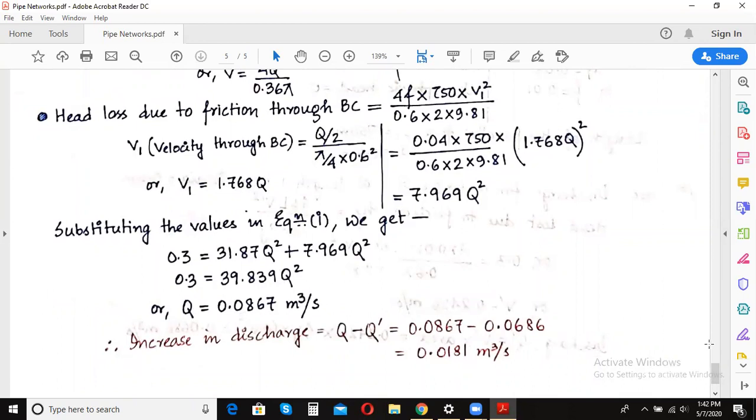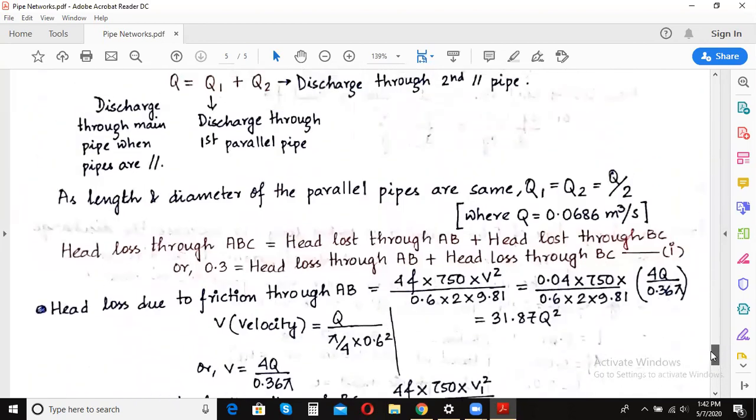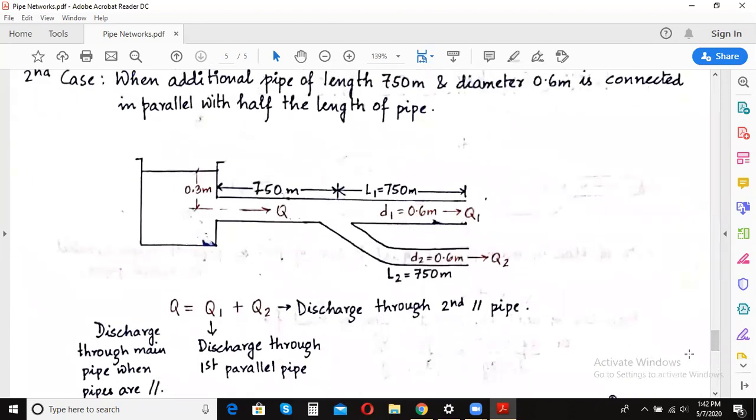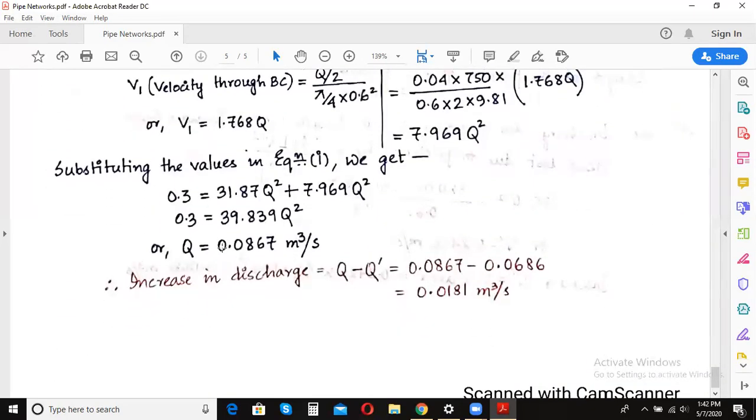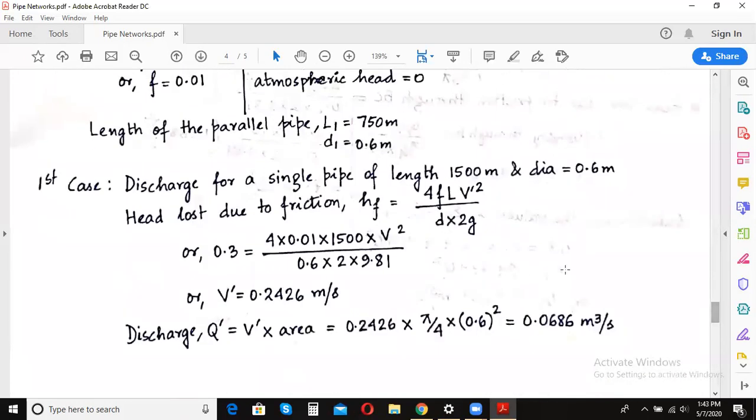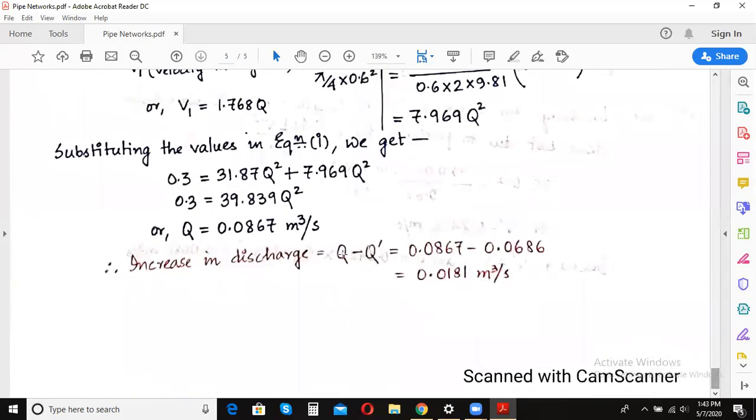So you have the value of the discharge that is taking place when there is a pipe connected parallelly to the original pipe for the second half of the length. So this is the discharge for the second case. For the first case, the value of discharge was 0.0686, which was annotated as Q dashed. So you have to calculate the increase in discharge. You subtract the Q dashed from Q, and this is your amount of increase in discharge. So that's it, students.